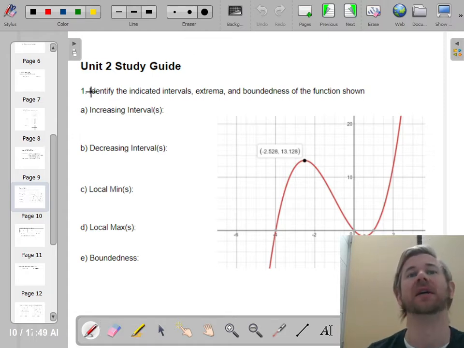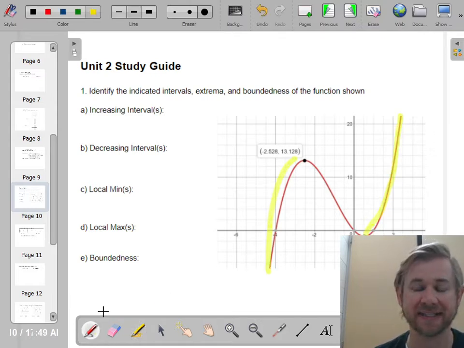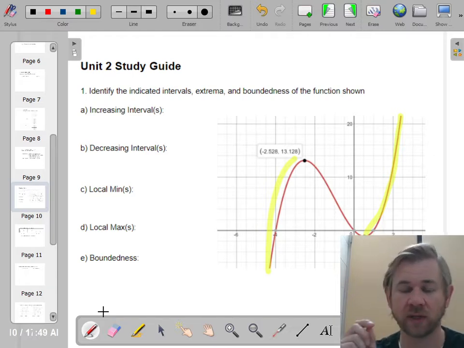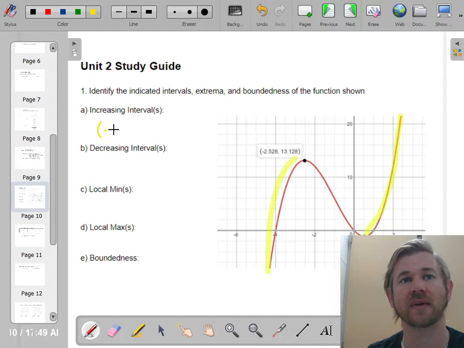So first thing, increasing intervals. When we talk about increasing intervals, we're talking about where, as I read left to right, the function is going up. Now, when you are describing intervals, you are only going to list x values. As you go to the left, x goes to negative infinity, and the function is increasing until you get to this x value, which is negative 2.528.